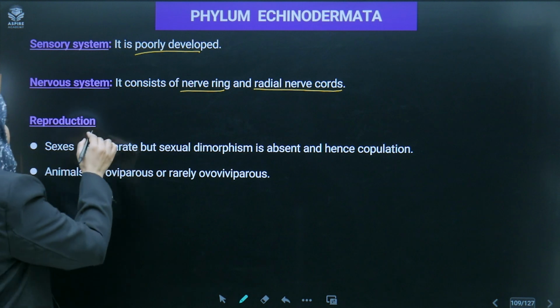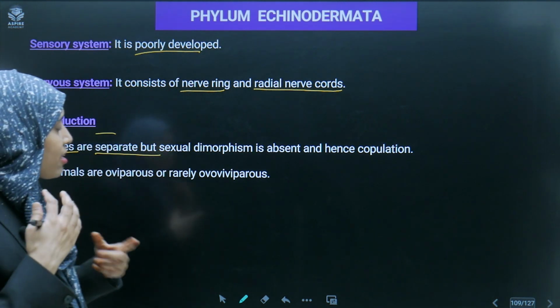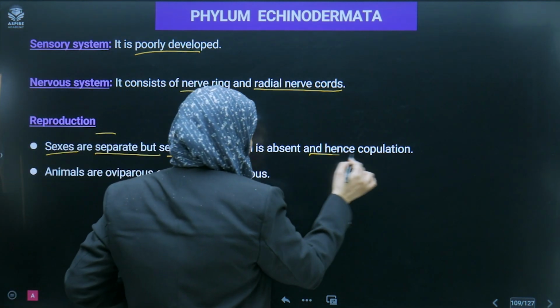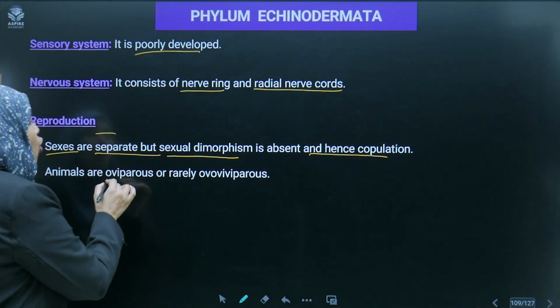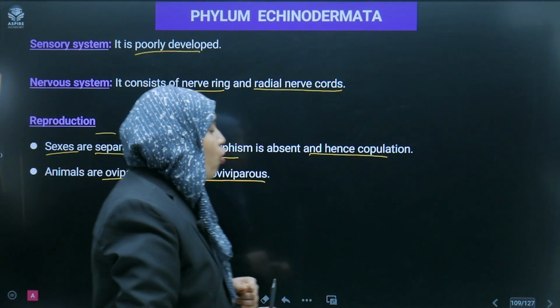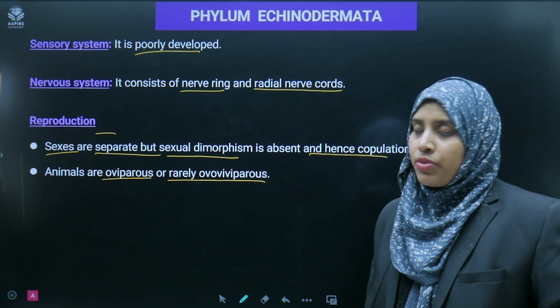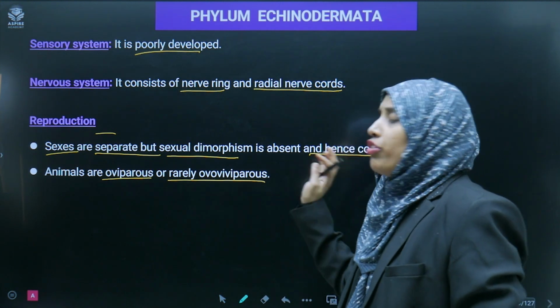Now, about reproduction, the sexes are separate. Males and females are separate, but sexual dimorphism is absent and hence copulation is not present. Generally the animals are oviparous, that means egg laying, and very rarely ovoviviparous.